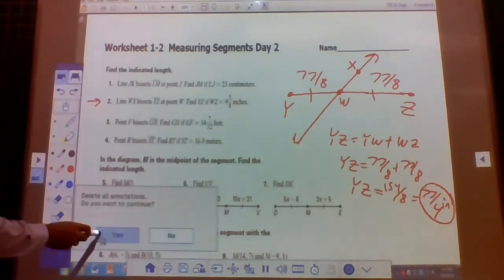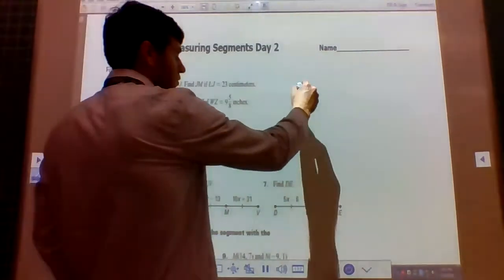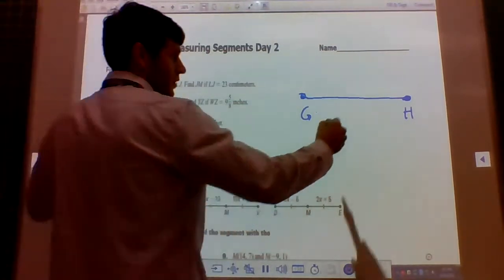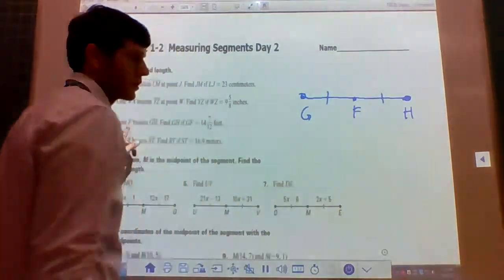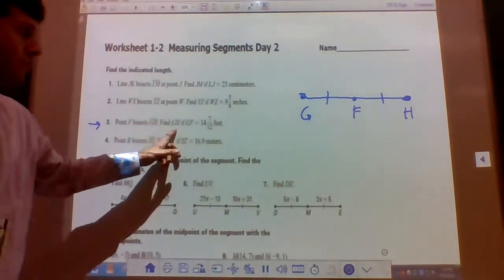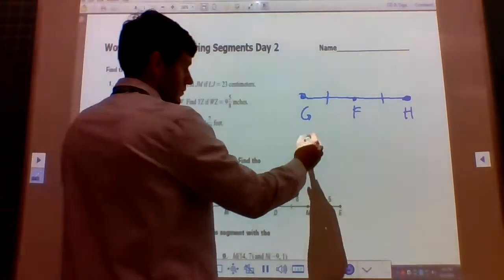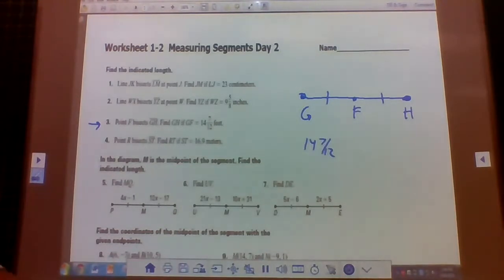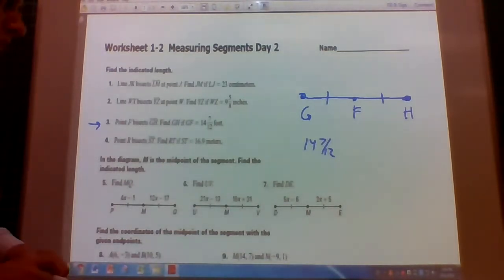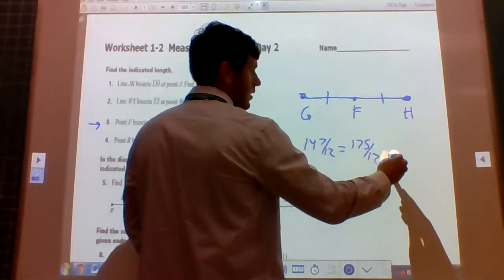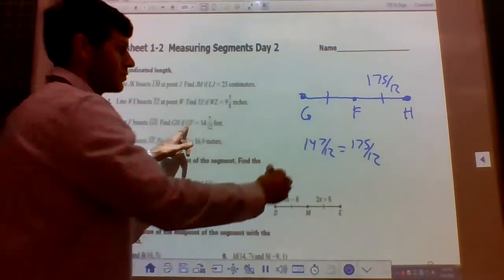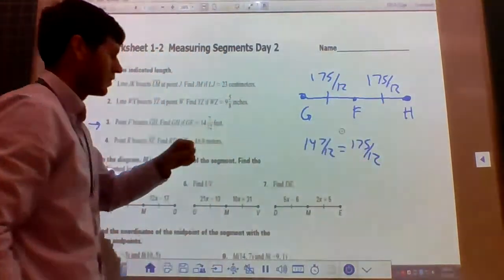Okay, let's do another one. Number 3. Point F bisects segment GH, so we have a segment GH. It's bisected by point F. That means point F is in the middle such that GF and FH are congruent. Find GH, which is the whole thing, if GF is 14 and 7/12. 12 times 14 is 168, plus 7 is 175 over 12. Sorry, GF is 175 over 12. Then FH is also 175 over 12.